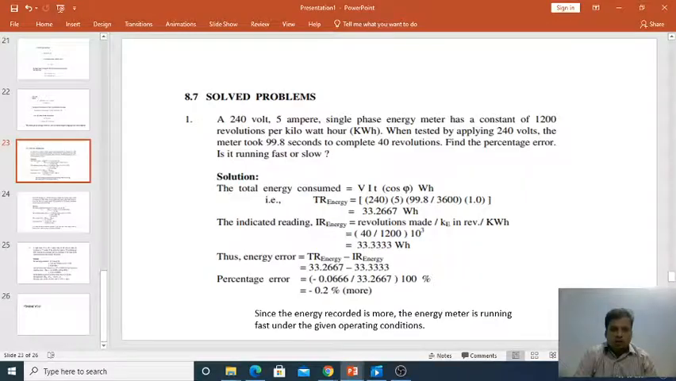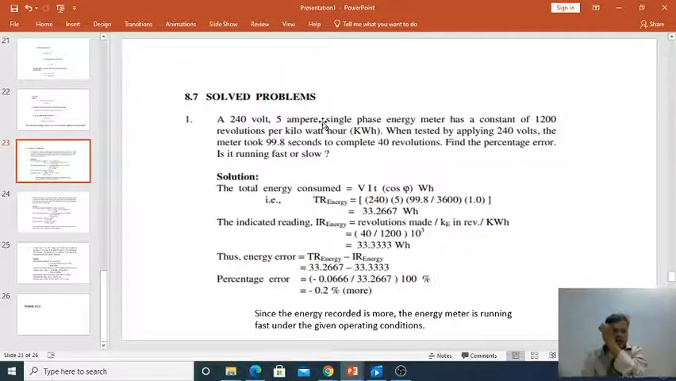Let us now discuss some solved problems of this particular energy meter. A 240 volts 5 ampere single phase energy meter has a constant of 100 revolutions per kilowatt hour. When tested by applying 240 volts, the meter took 99.8 seconds to complete 40 revolutions. Find the percentage error. We should also know whether it is running fast or slow.